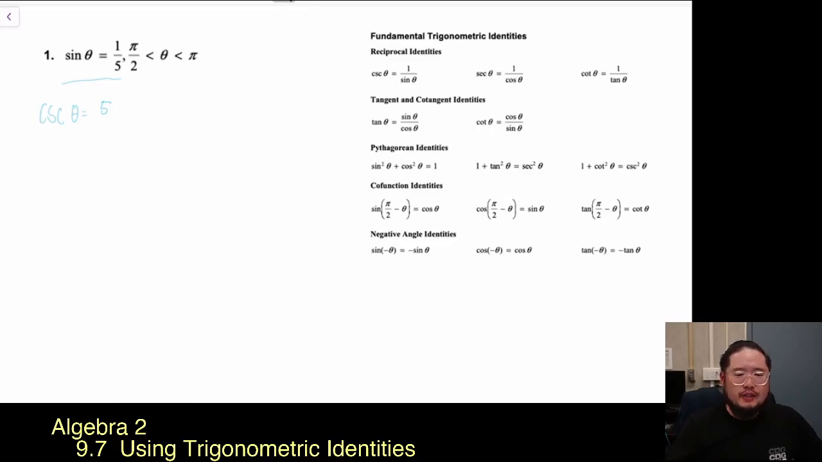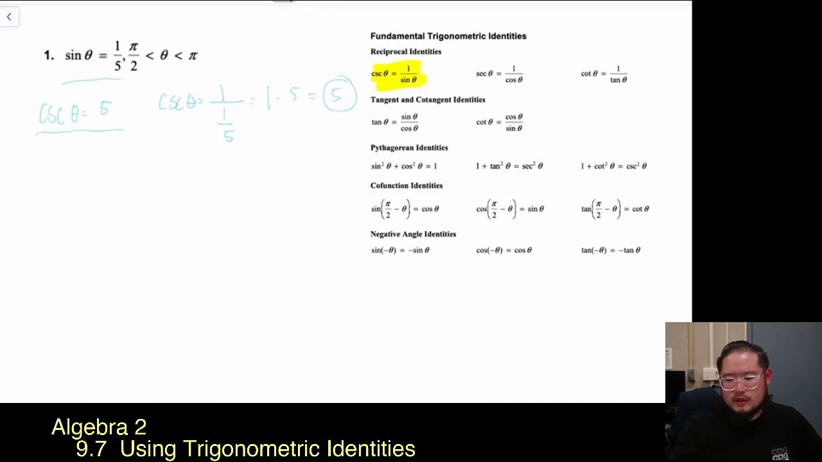Now, just to show you our reciprocal identities right here, let me highlight the one I'm using specifically for this one: cosecant theta is equal to 1 over sine theta. So let me show you how we put this all together if I were to use my reciprocal identities, which you may have to do at some point in time. We got cosecant theta is equal to 1 over sine theta, and we realize that sine theta is 1 over 5. So 1 divided by 1 over 5. If I'm going to solve this out, I've got 1 times 5 over 1, or 1 times 5, and guess what? I still end up with 5 right here.